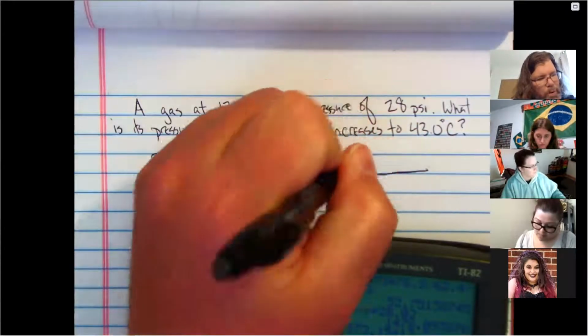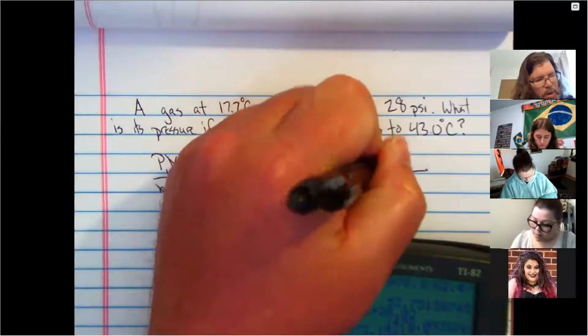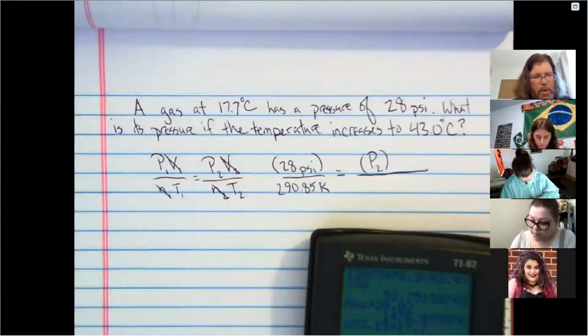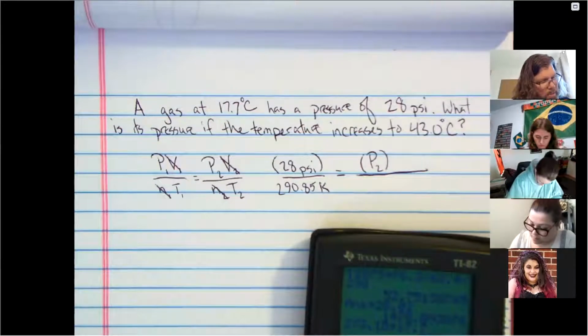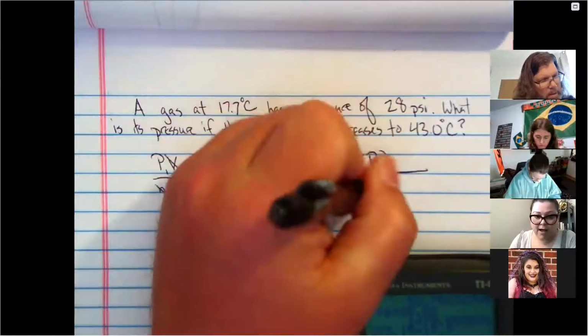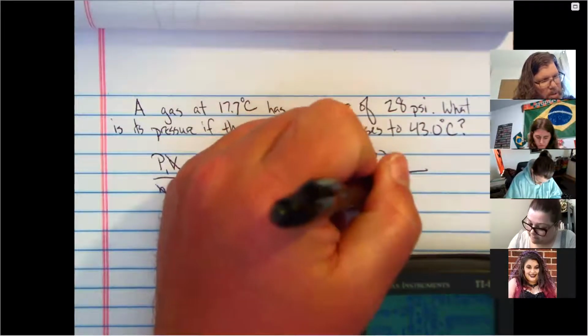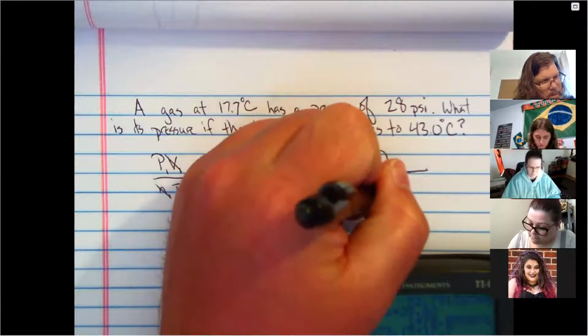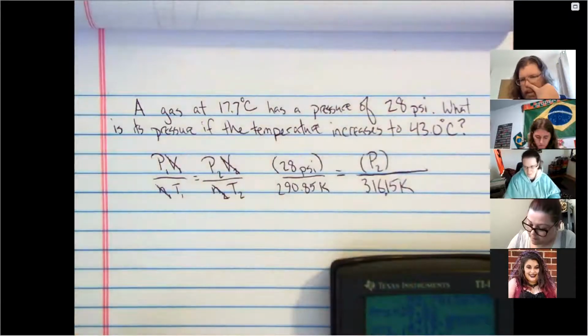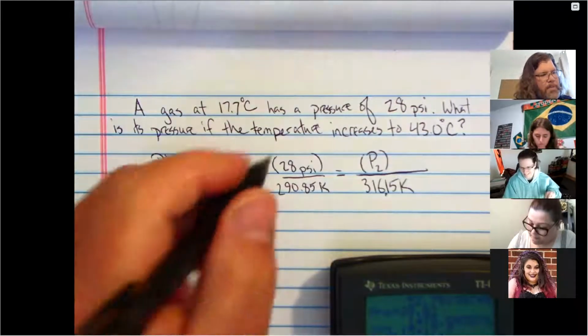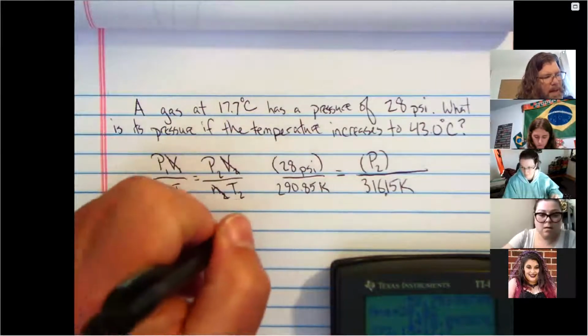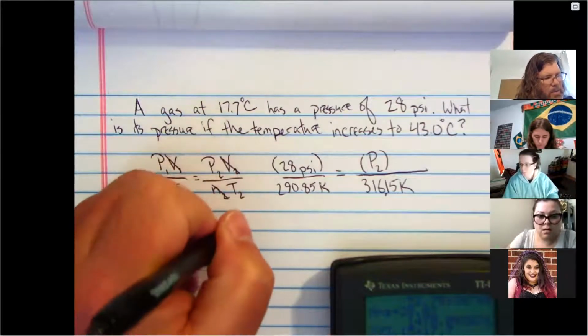So our new pressure is what we're trying to solve for. And our new temperature is 43.0 degrees Celsius, so 43 plus 273.15 is 316.15. Thank you very much. 316.15. And then we cross multiply to isolate P2.